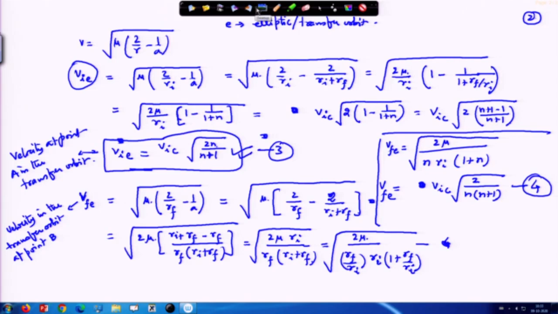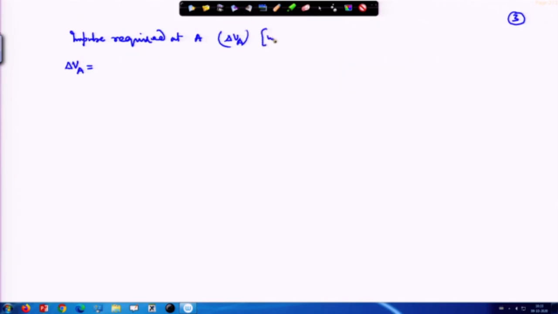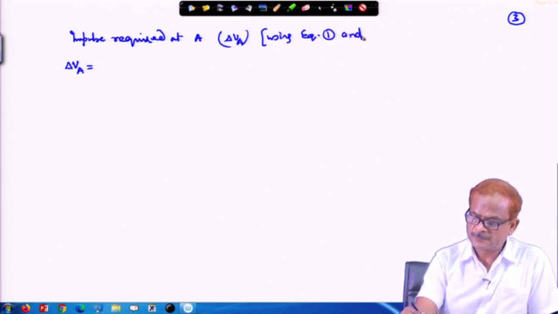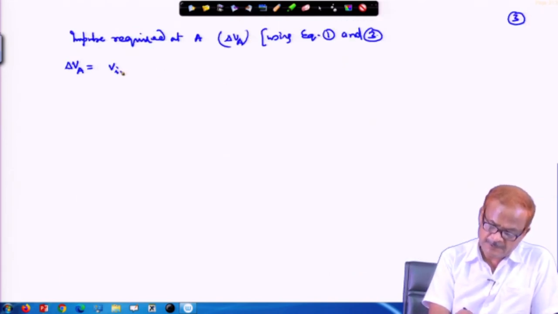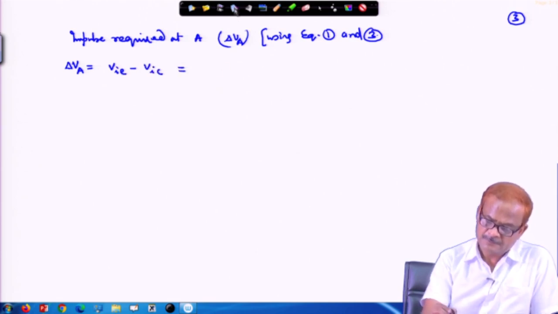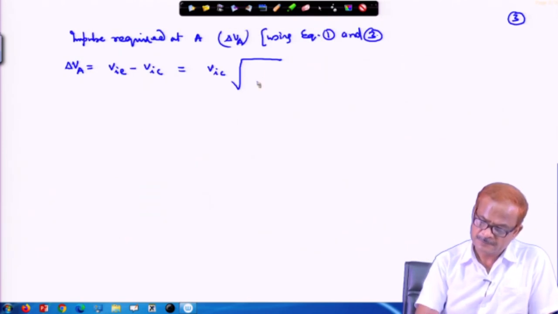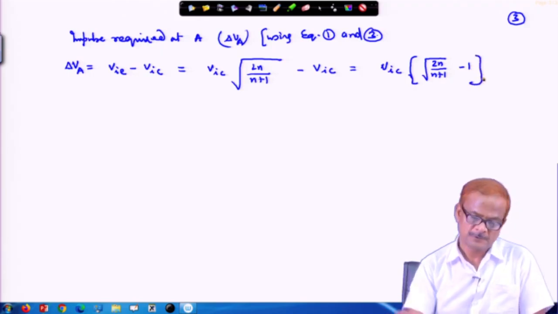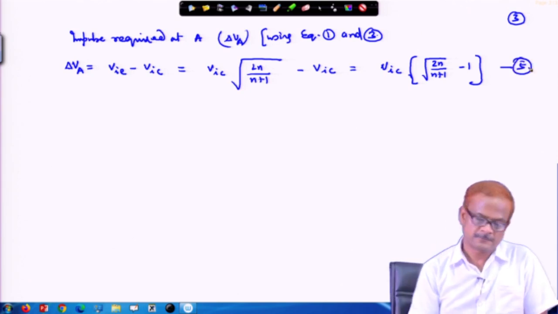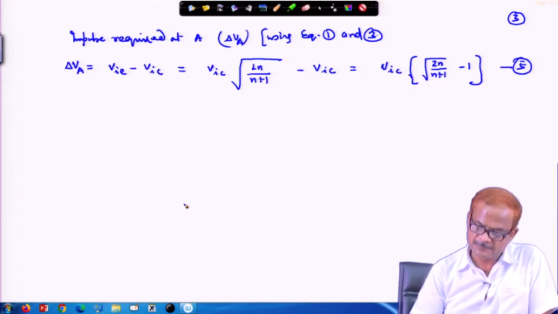So, using equations 1 and 3, delta V A equal to VIE minus VIC, equal to VIC under root 2n by n plus 1 under root minus VIC. We can take it outside common, and this is VIC times under root 2n divided by n plus 1 minus 1. So, this is the impulse required at the initial point.